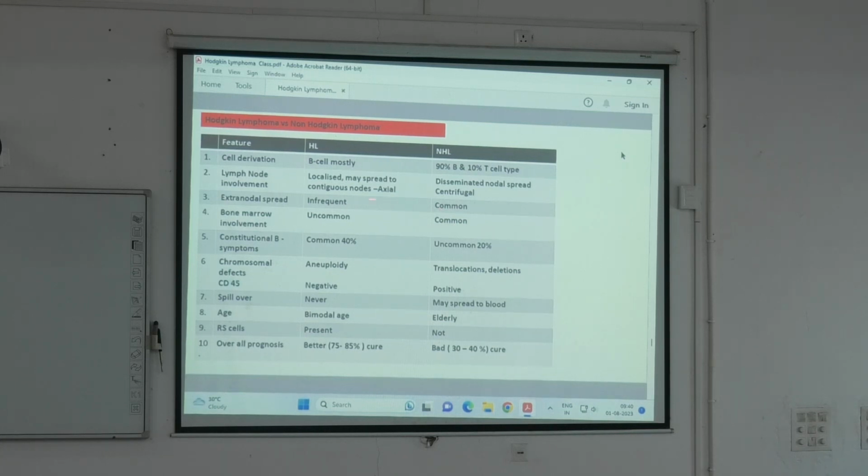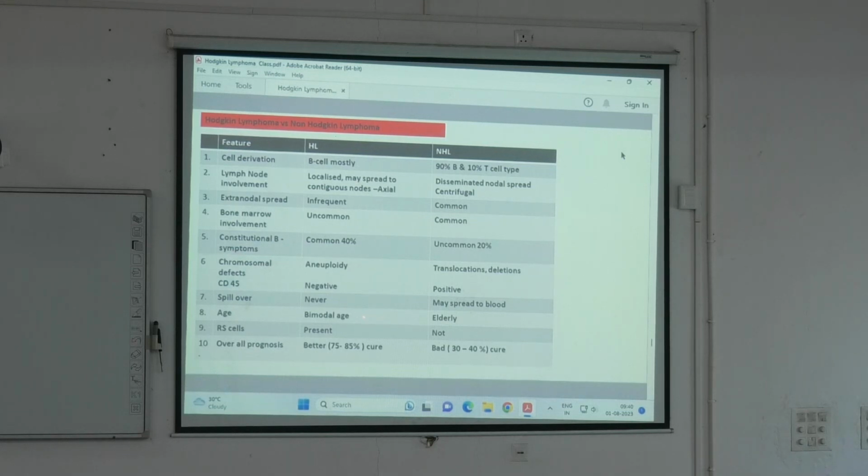Extranodal spread is infrequent in Hodgkin lymphoma but very common in NHL. Bone marrow involvement is uncommon in Hodgkin but more common in NHL. Constitutional B symptoms are present in 40% of cases in Hodgkin lymphoma, and positive in 20% of cases in non-Hodgkin lymphoma. The chromosomal defect is aneuploidy in Hodgkin, but translocation, mutation, and deletion are very much found in NHL. CD45 is negative in Hodgkin, positive in NHL.